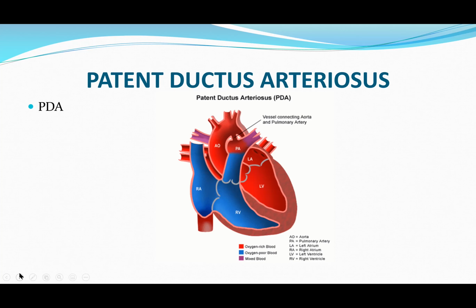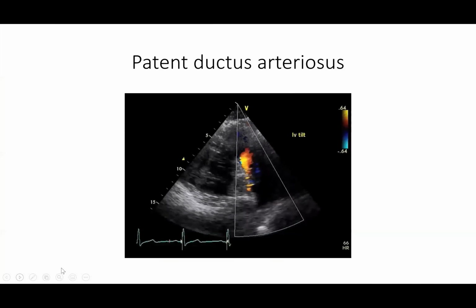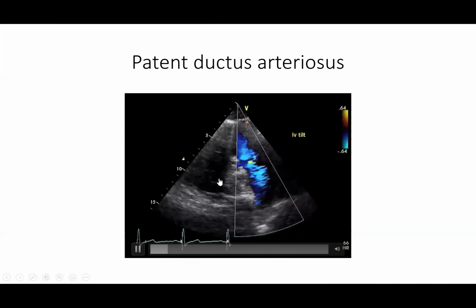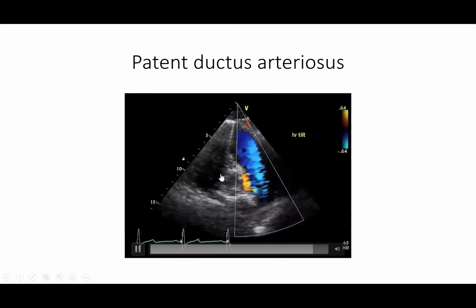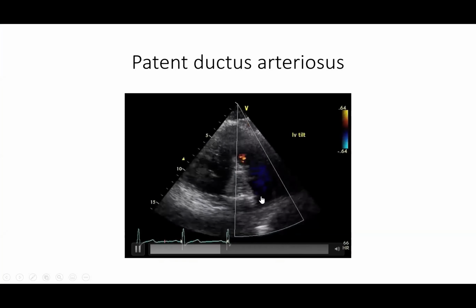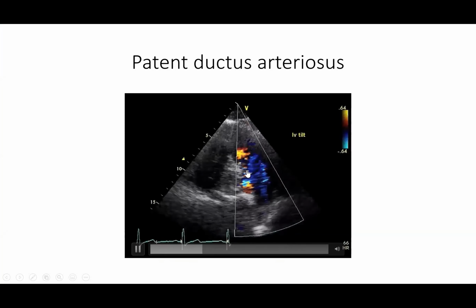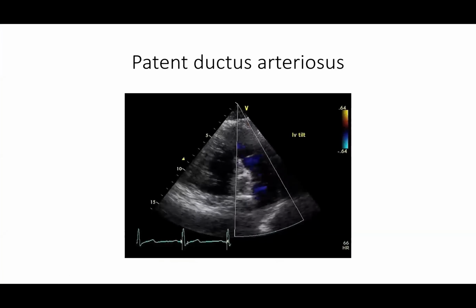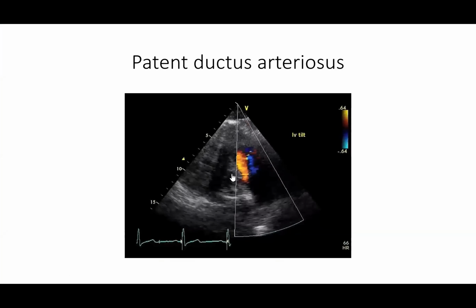So one of the best views to pick this up is the suprasternal arch. The suprasternal view. This is the aorta, and the pulmonary valve is here, and that is a continuous flow from the PDA going back, during systole and diastole.